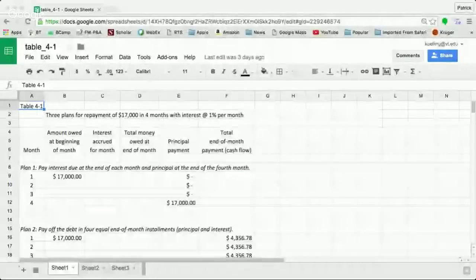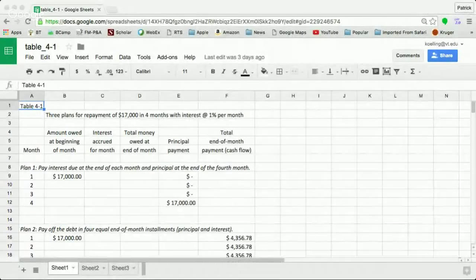So let's, without further ado, go ahead and jump to the spreadsheet, and you can follow along as I develop the spreadsheet. I would also encourage you to open your textbook to page 112 if you have the current edition, and look at table 4.1. So here we go. I'll share the sheet with you. And there it is.